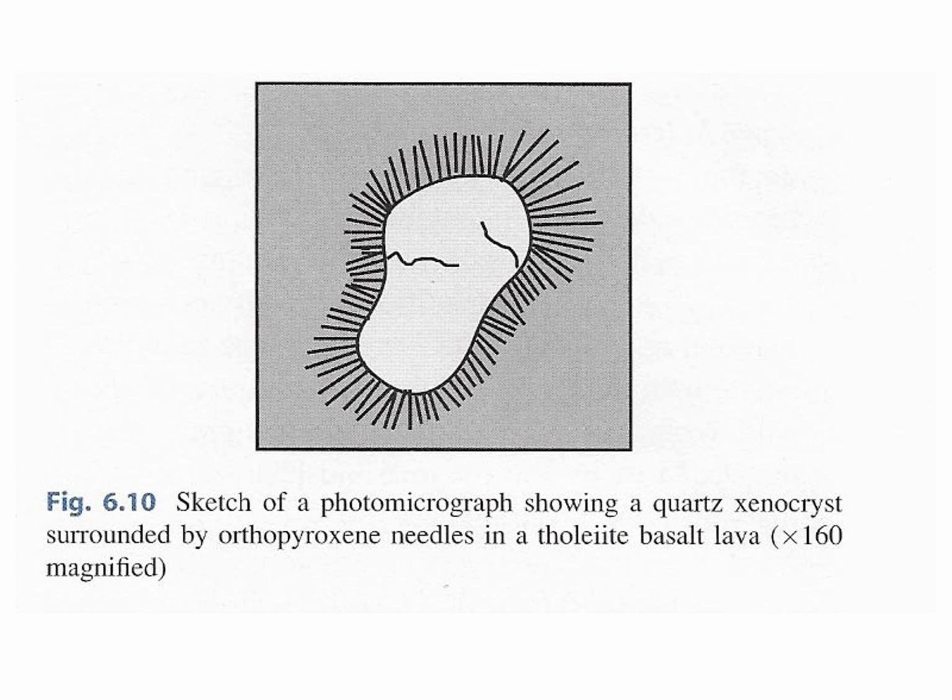So what do we have here? We have a sketch of a photomicrograph showing a quartz xenocrystal surrounded by orthopyroxene needles, here in a tholeiite basalt with a magnification of 160. Yeah? So that is now nothing special. The quartz xenocrystal has been picked up from the melt, and afterwards we have the formation of orthopyroxene needles in this tholeiite basalt.